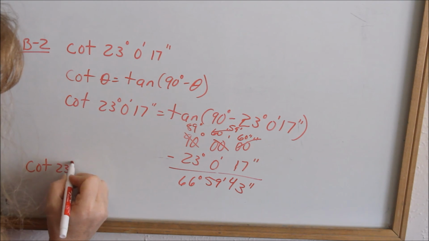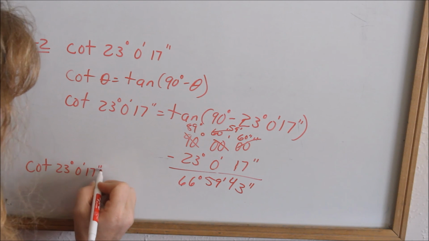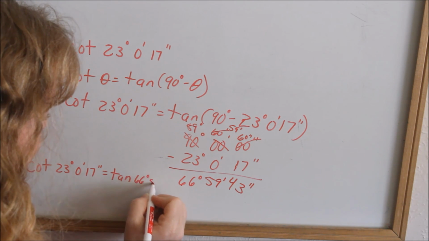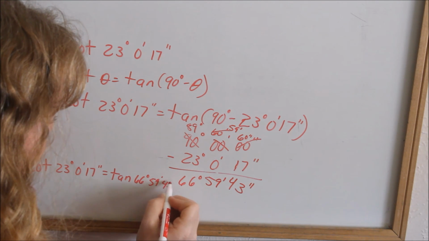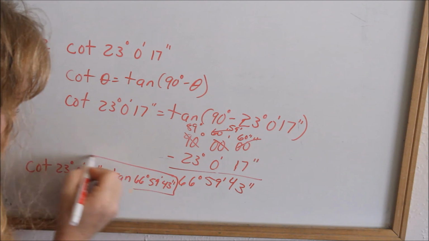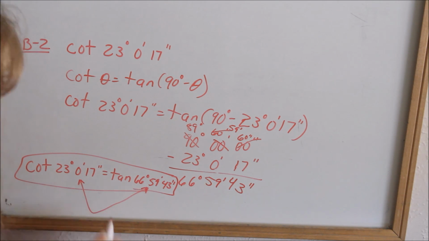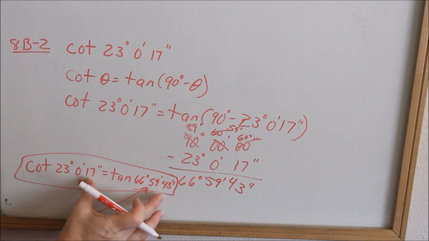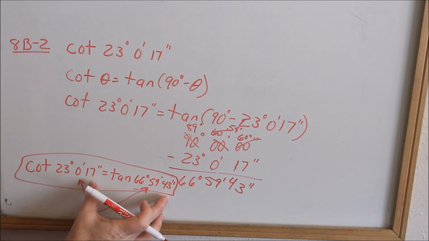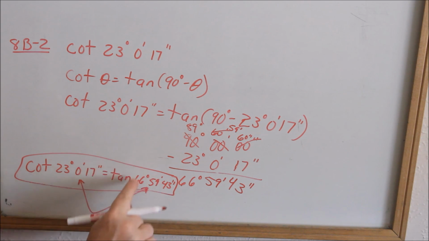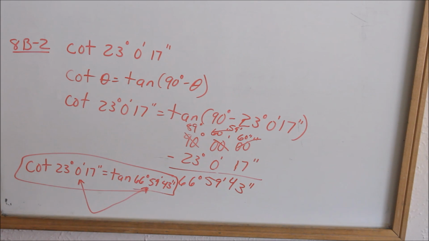cotangent of 23 degrees, 0 minutes, and 17 seconds is the same thing as tangent of the other angle. You want to make sure that these two angles add exactly to 90 degrees. You can just double check. Those seconds add to 60. Then that 60 seconds is 1 more minute to add to this 59 to be 60 minutes. That adds to 1 more degree here. So you can make sure that these add up to 90 degrees.